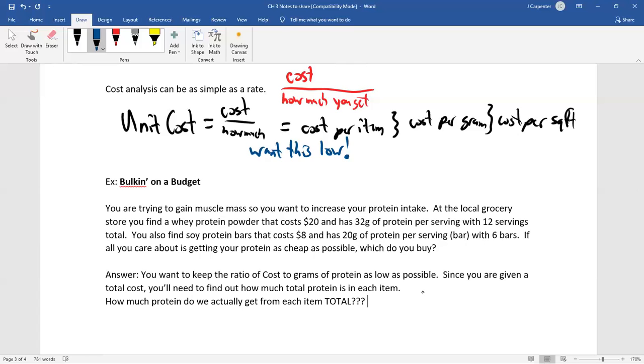There's 6 bars in total. So you've got to do some math. Now, some people will automatically know, oh, you need to multiply the 32 and the 12 and the 20 and the 6. But some of you might be thinking, well, maybe I need to divide them, or maybe I add them, or maybe I subtract them.